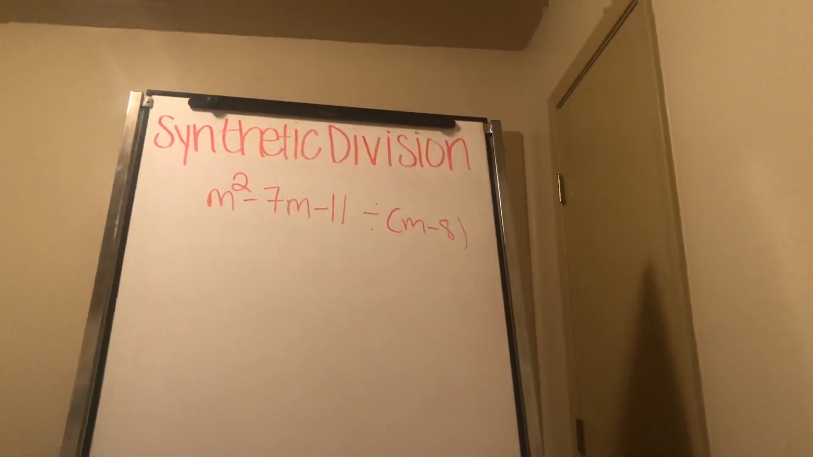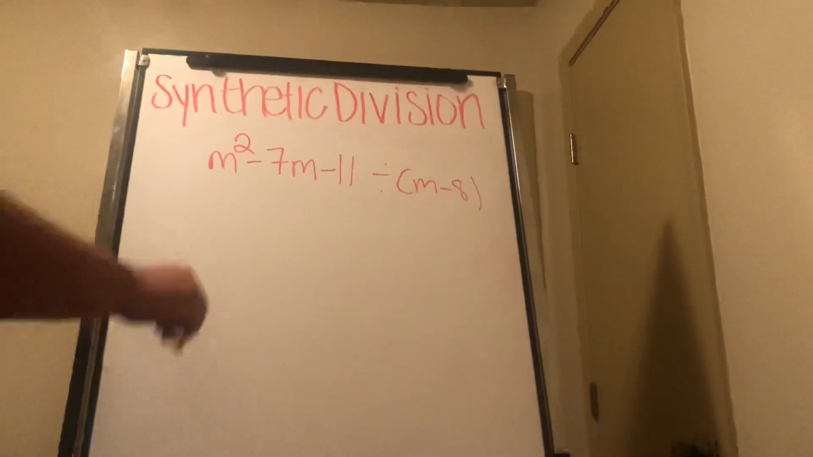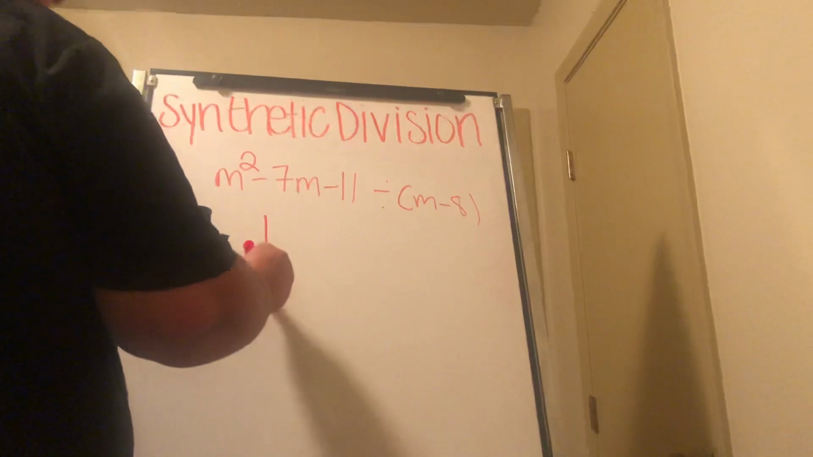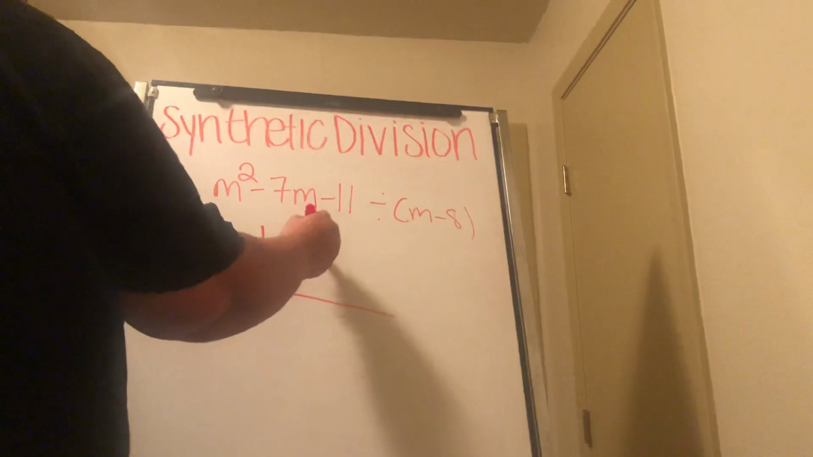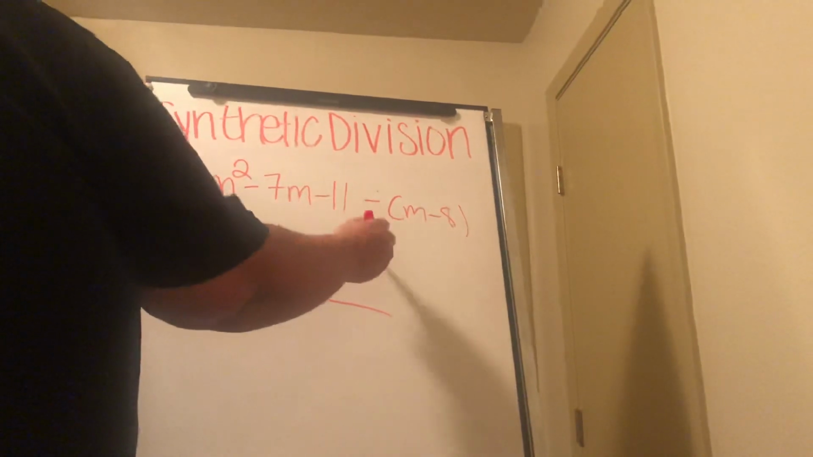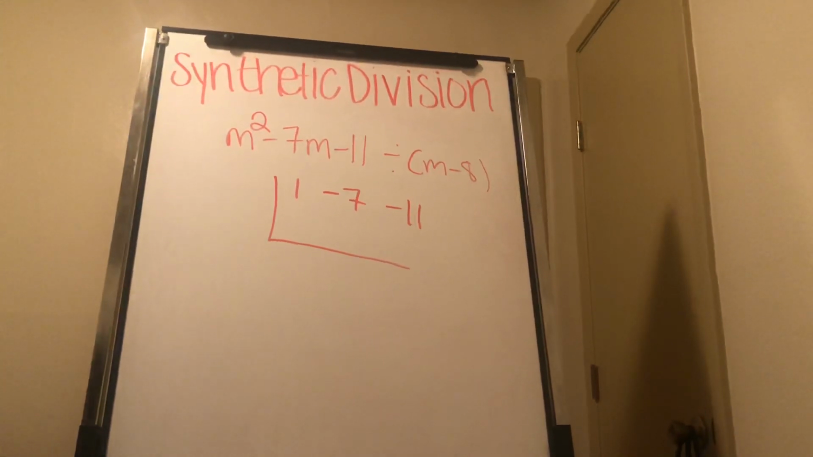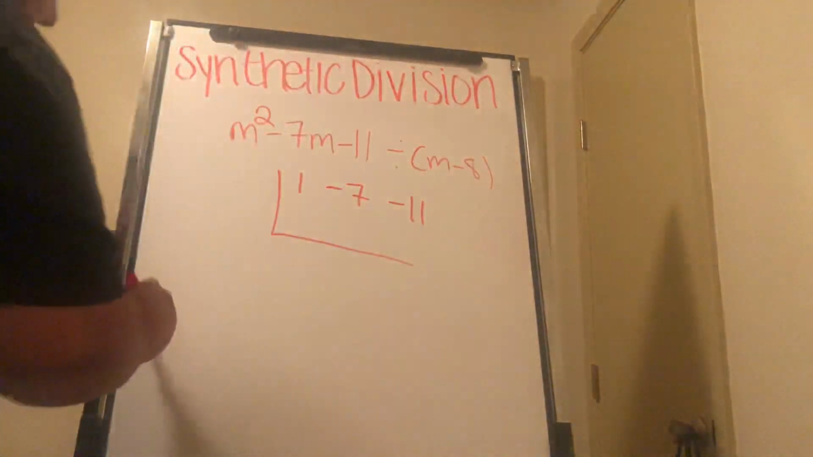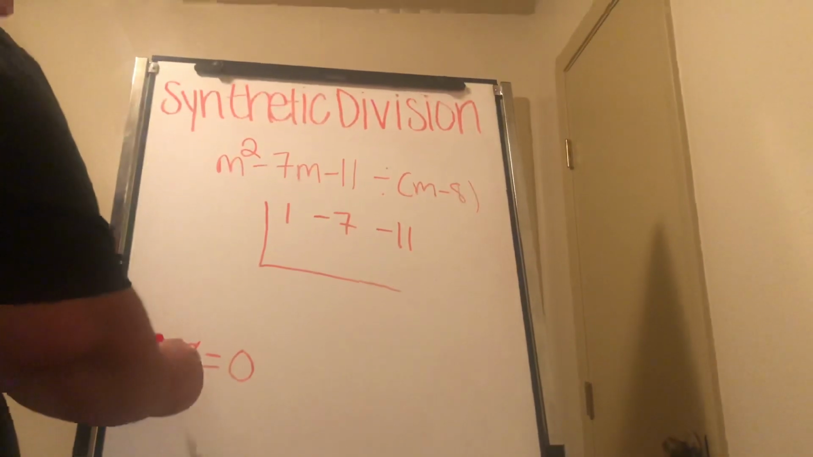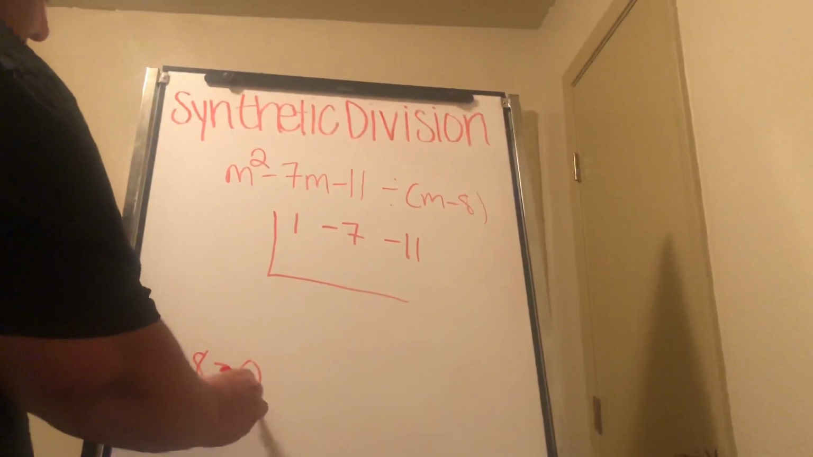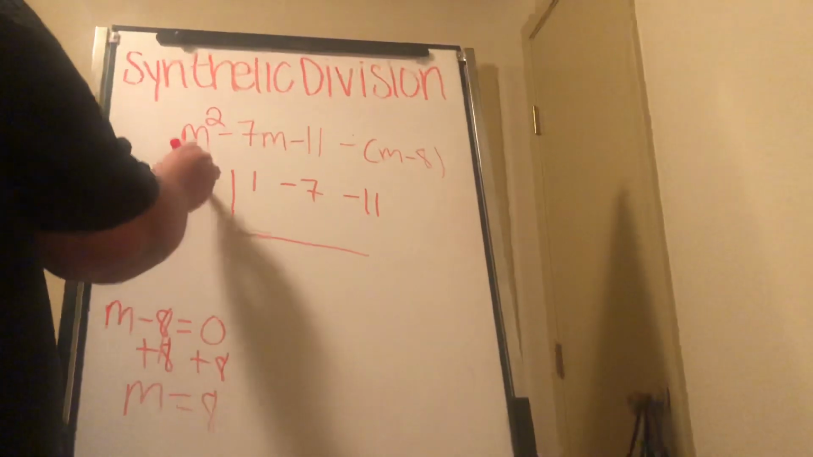Example problem 4 is m squared minus 7m minus 11, divided by m minus 8. So, here we go. First thing, start off with the coefficients. We're going to have our coefficient for the first one. It doesn't have one in the beginning, so it's going to be 1. Second one, -7. Last but not least, -11. Bunch of negatives. I know y'all hate negatives, but that's why we have them. And then we have m minus 8, so we set it up. So for m in this case, how do you get rid of a -8? Opposite is plus 8. m equals 8. So 8 goes right here.